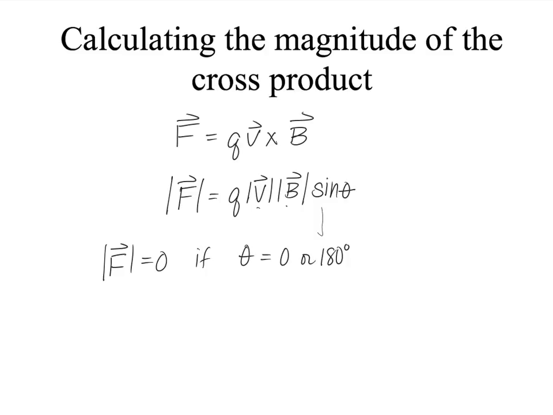parallel or anti-parallel. And we could also say that this would have a maximum value if your angle between your velocity and your magnetic field is 90 degrees. But in general, this is how we would find the magnitude of that force. We can make it more general, and it would find the magnitude of the cross product.